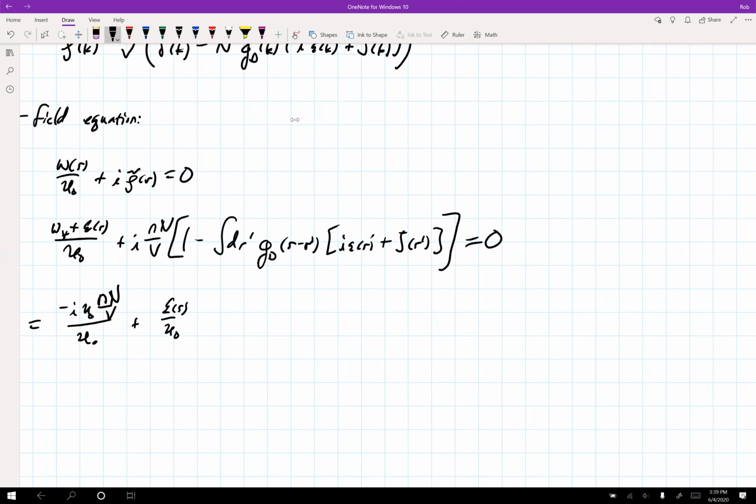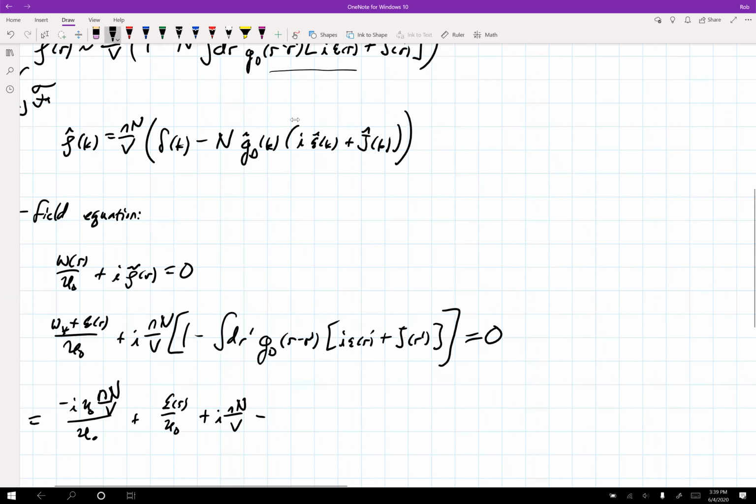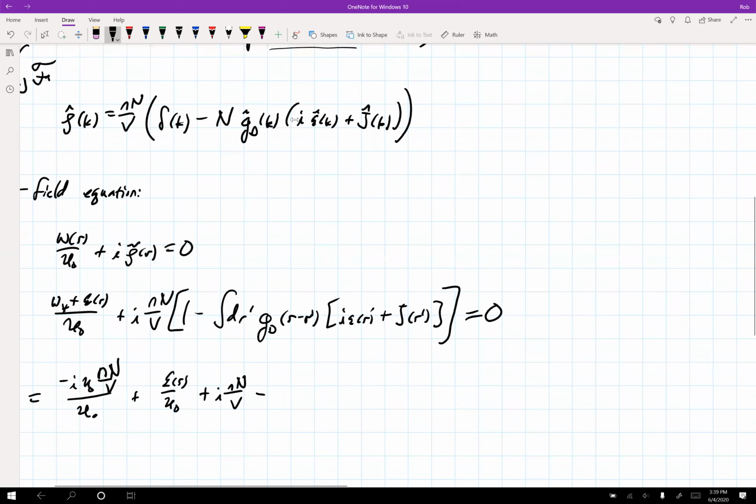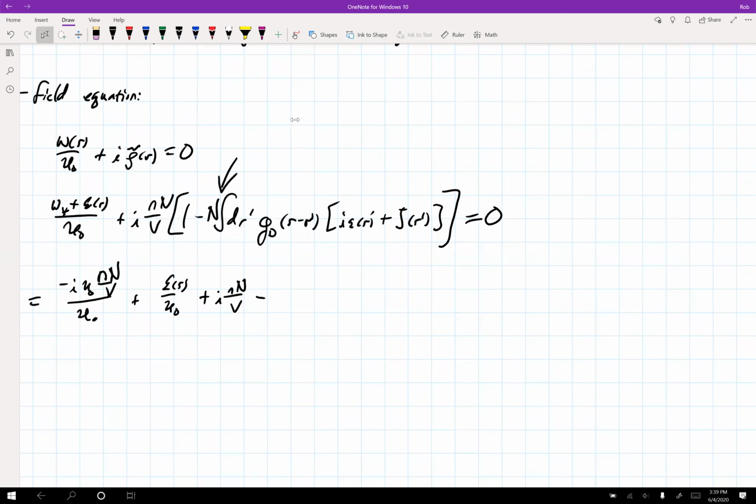We have plus I n over v. Then minus, let me see, I'm missing, yep, sorry about that. I missed a factor of n here. So make sure to catch that guy. So this is minus I little n big N squared over v integral dr prime gd r minus r prime.